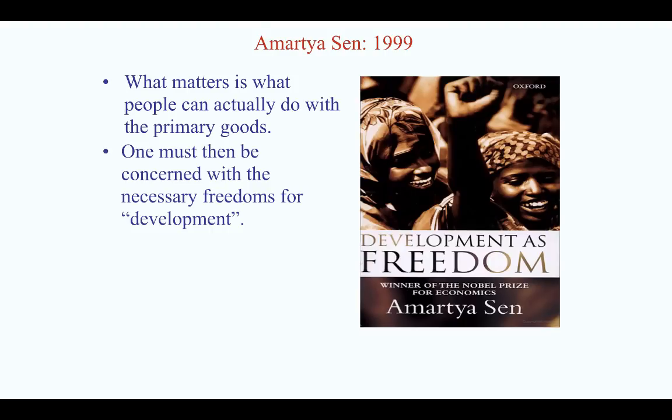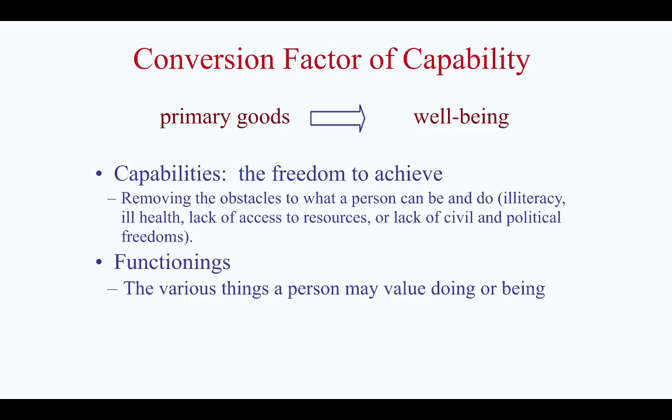According to Amartya Sen, what matters is what people can actually do with the primary goods. One must then be concerned with the necessary freedoms for development, the freedoms necessary to use the primary goods in order to achieve human development. This slide shows the so-called conversion factor of capabilities. Essentially, one has primary goods, but one should be able to convert these primary goods into a concept of well-being.